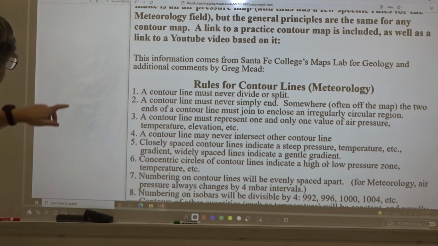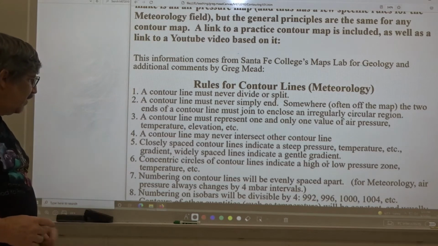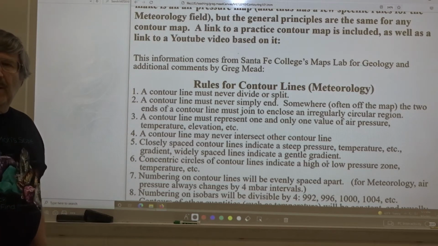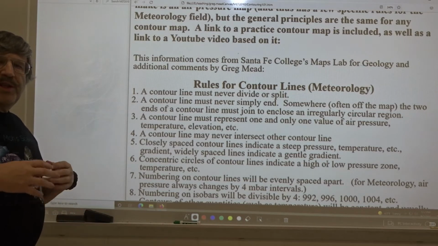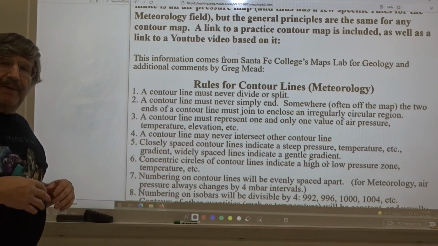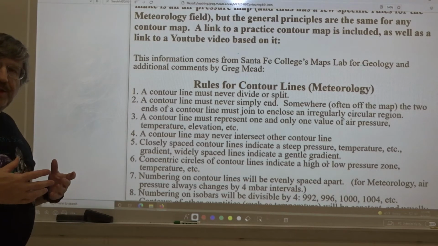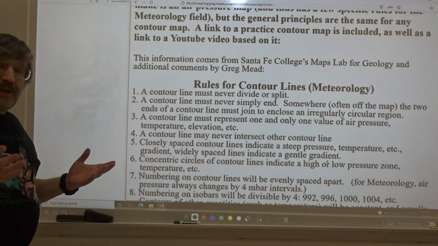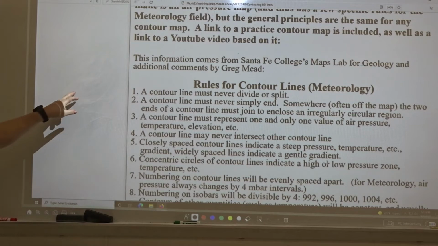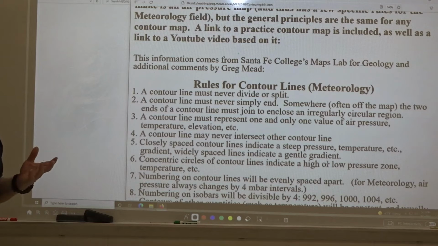Another important factor, which unfortunately I missed there, number 7, numbering on contour lines will always be evenly spaced apart. In other words, you won't skip values. It's very difficult to interpret a map that doesn't have constant contour elevation changes or contours in general. And so you notice that in most cases I was showing changes of 4 millibars from one contour line to the next.